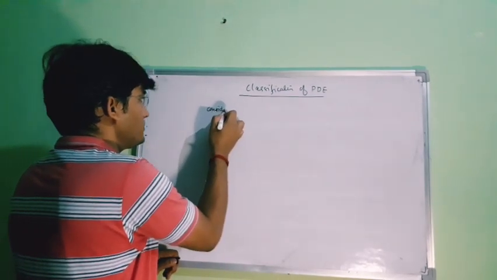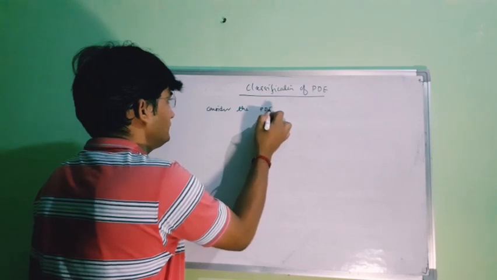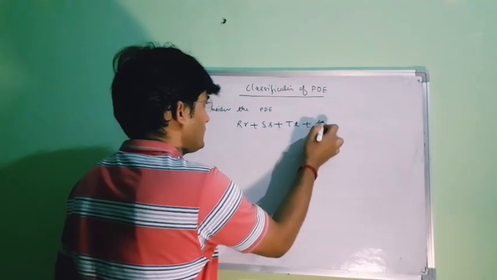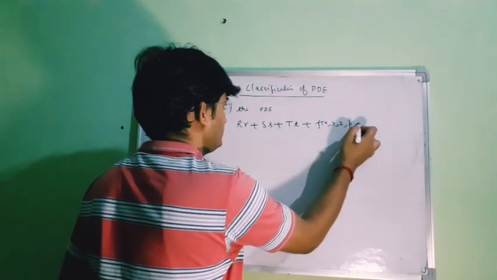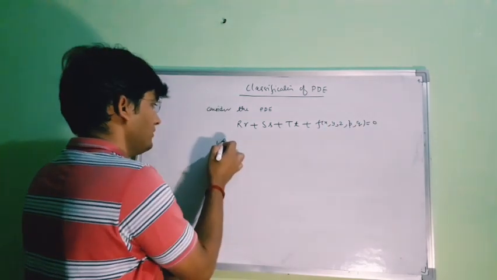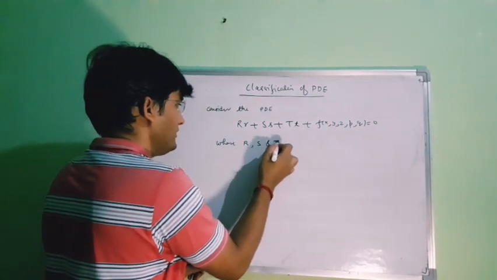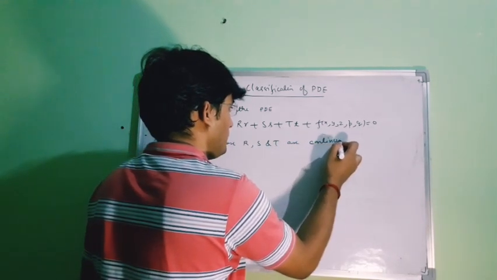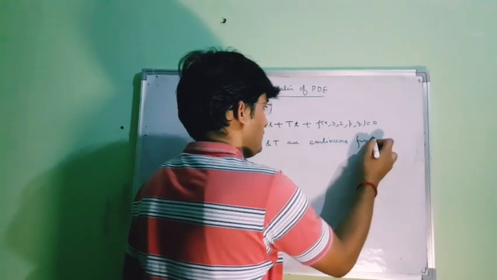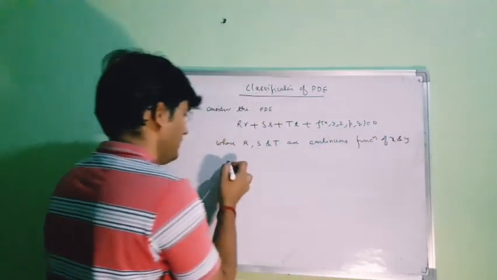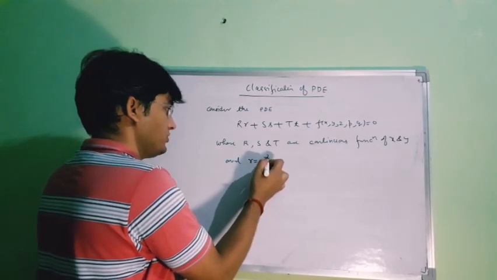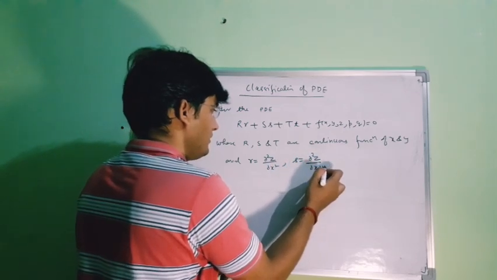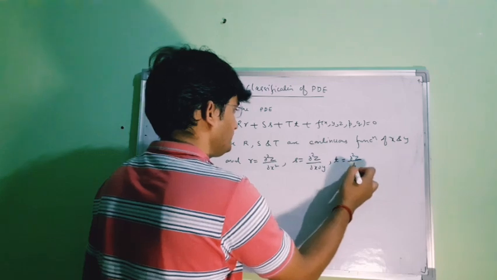Consider the partial differential equation R, S, T plus some function of x, y, z, p, q, where capital R, S and T are continuous functions of x and y, and R means your usual notation, del 2 u by del x2, S means del 2 u by del x del y, and T is del 2 u by del y2.